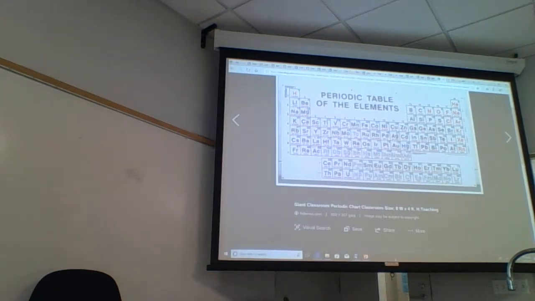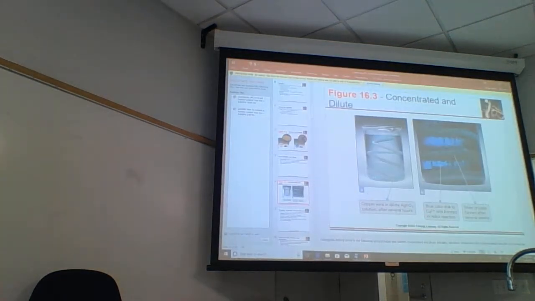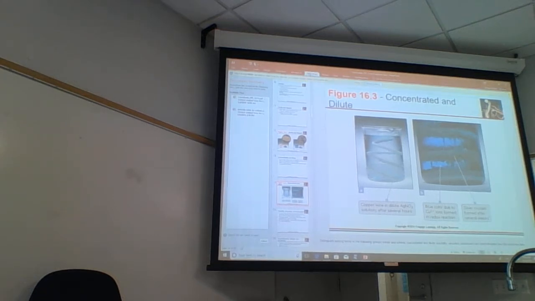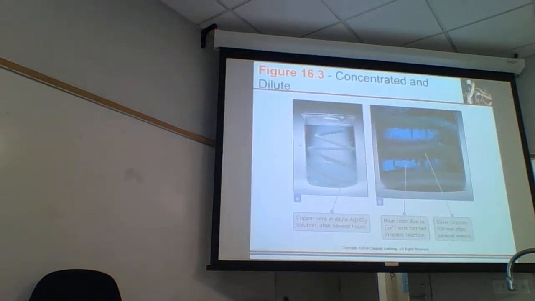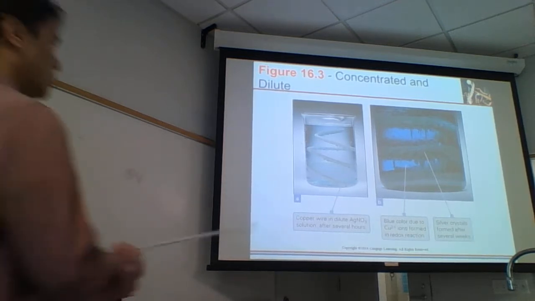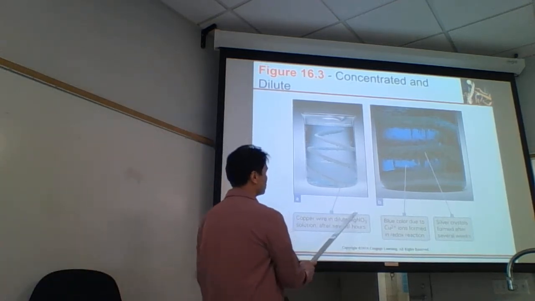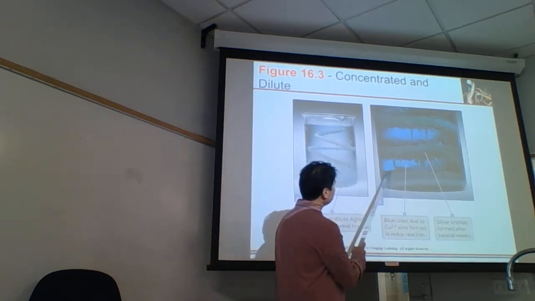Without the acid there, it makes a huge difference in reactivity. And so that's why, in this case, silver ion would be the best oxidizer, copper would be the best reducer. Reaction between silver ions and copper.